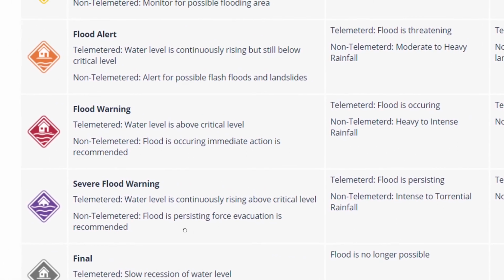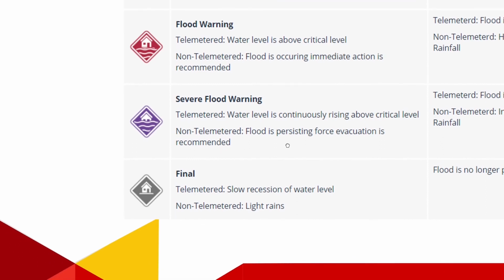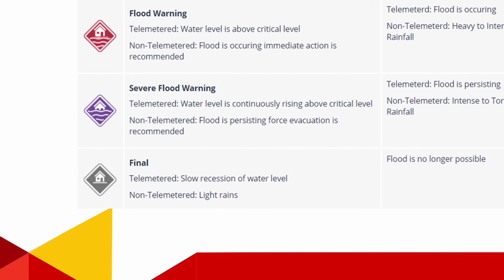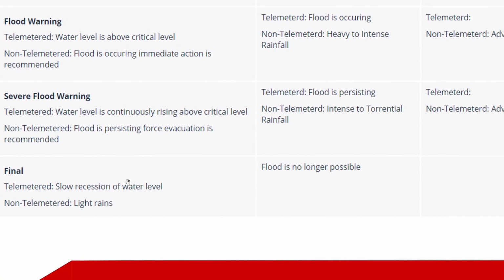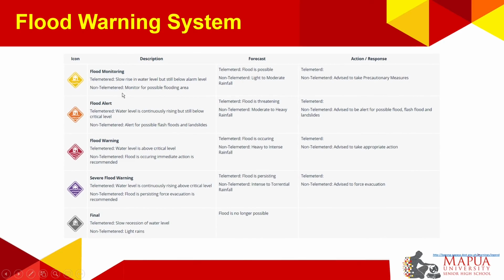After the severe flood warning, there's what we call the final flood warning. The final flood warning pertains to the recession of the water level. It is accompanied by light rains, and flood is no longer possible at this point. The flood is no longer rising, but is instead receding to a normal level. That is the flood warning system devised by Pag-asa. We have 5 steps: flood monitoring, flood alert, flood warning, severe flood warning, and the final level.